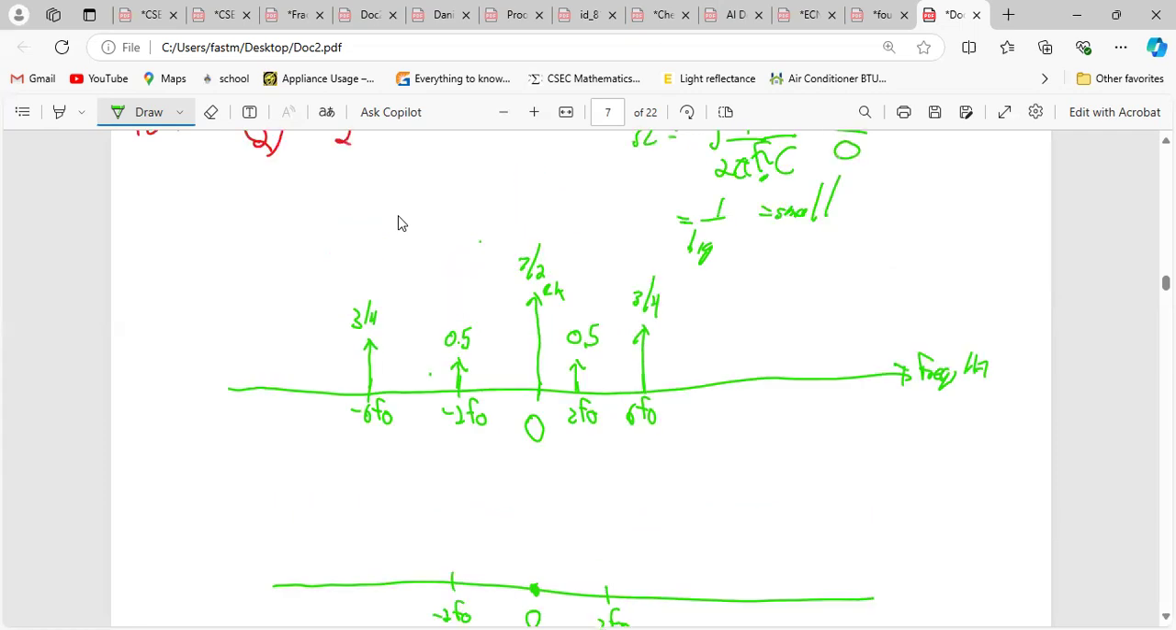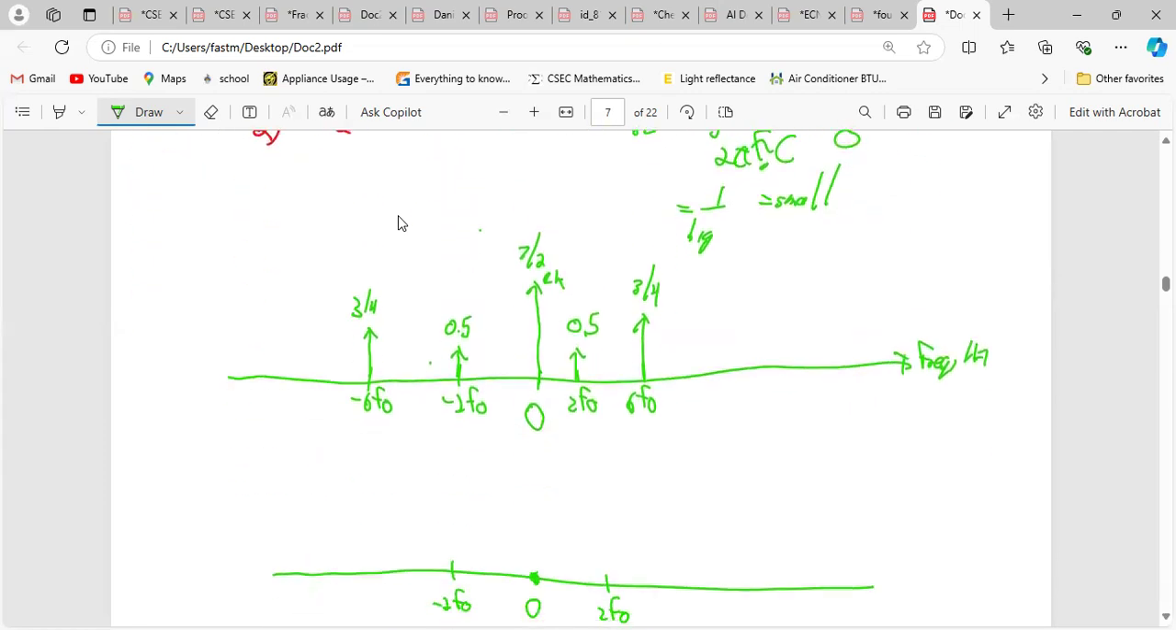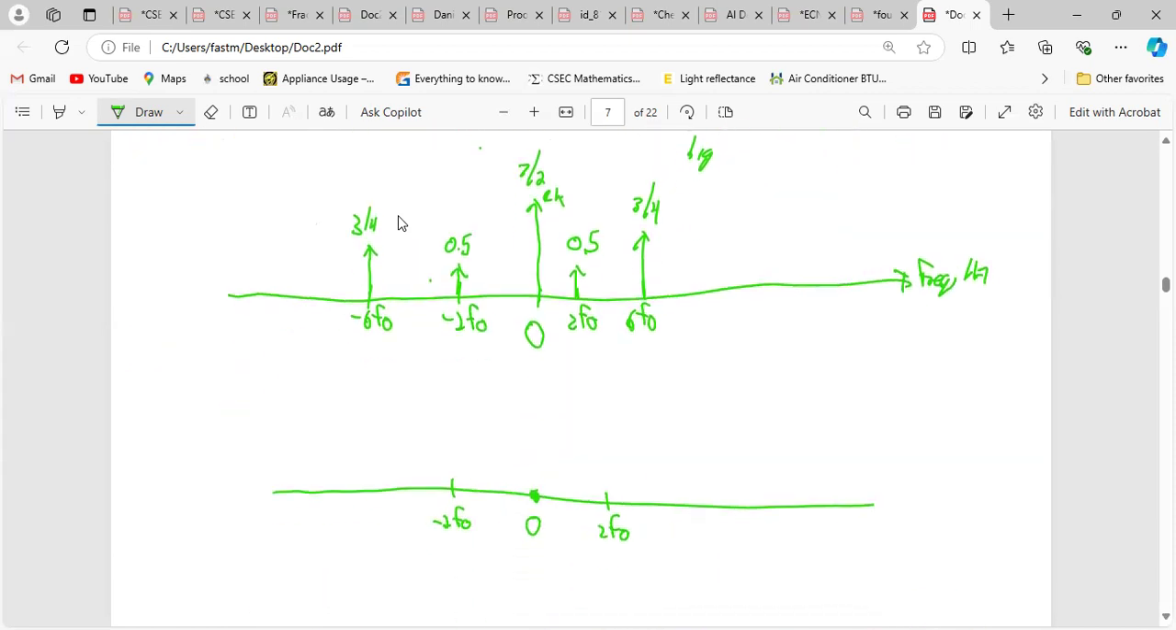At 2 f naught it was 40 degrees. Well, both of them 40. So positive is 40 degrees, and when you invert it, minus 40.